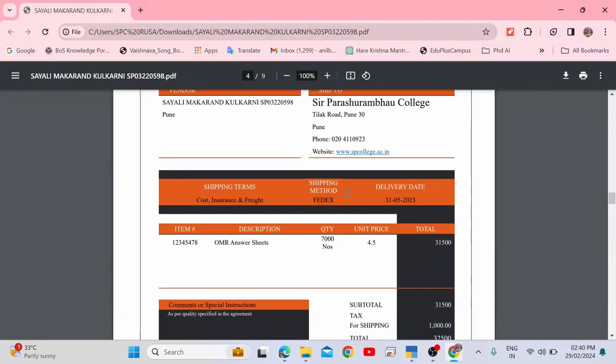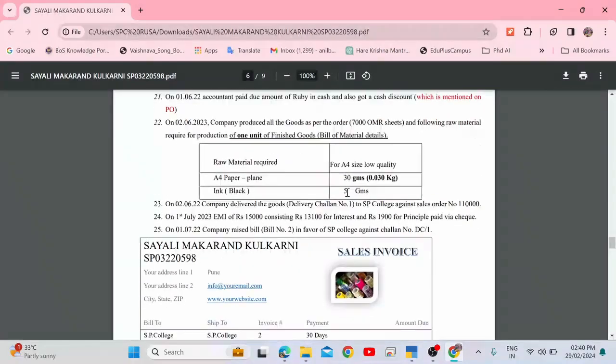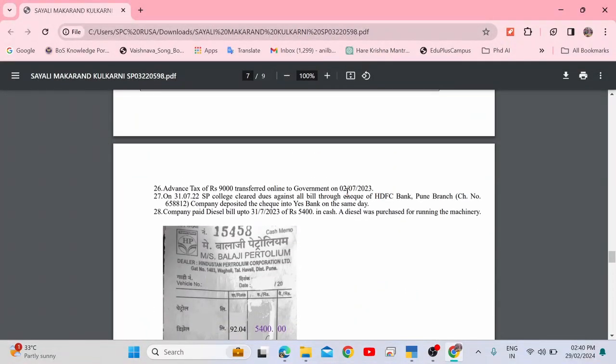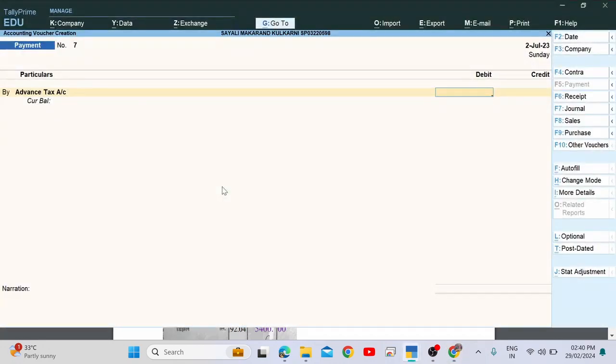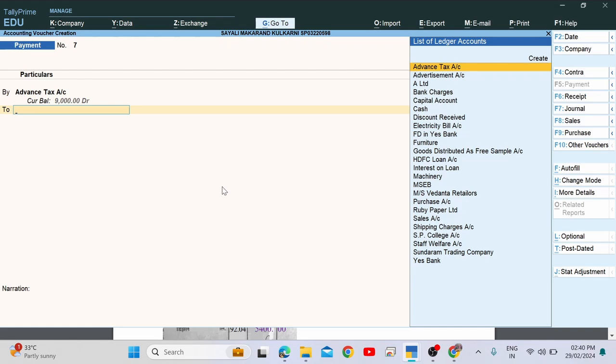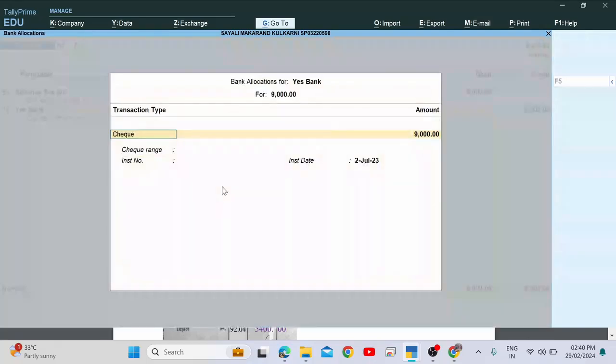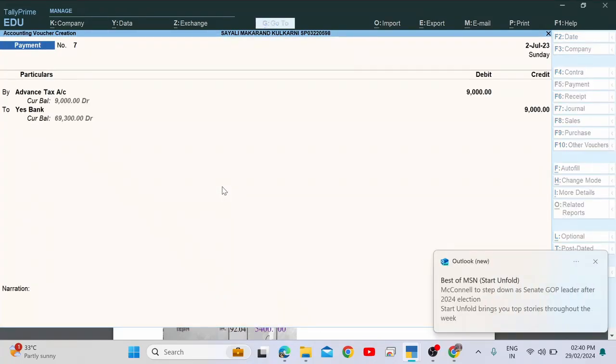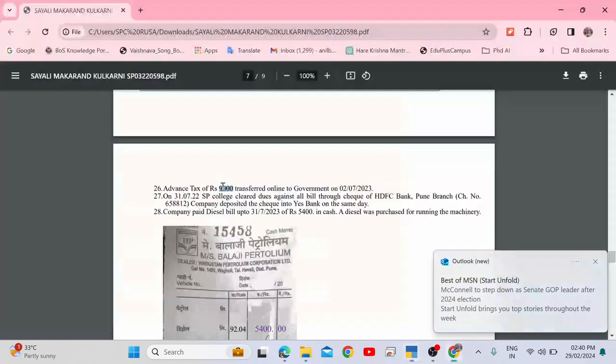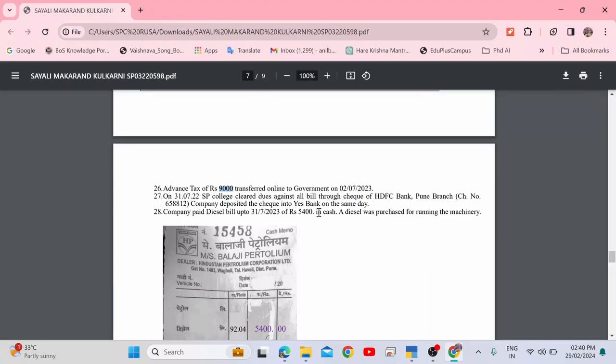By this check the amount of advance. 9,000 rupees. Whatever is your amount, type that, 9,000. And then finally, through which bank did you pay? Your bank. Mine is Yes bank, therefore I will select Yes bank. And then on the 2nd July, that is correct. Enter. Accepted. Advance tax account debit to the bank.